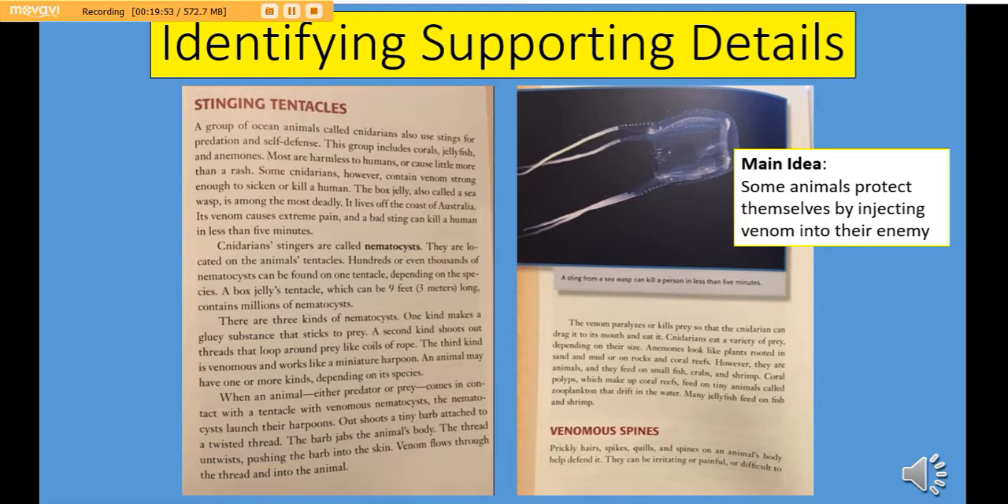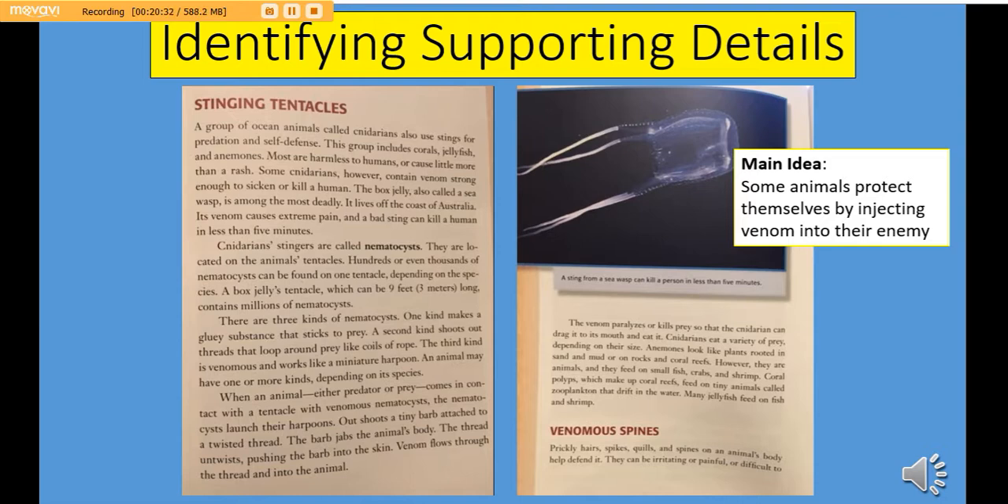When an animal, either predator or prey, comes in contact with a tentacle with venomous nematocysts, the nematocysts launch their harpoons. Out shoots a tiny barb attached to a twisted thread. The barb jabs the animal's body. The thread untwists, pushing the barb into the skin. Venom flows through the thread and into the animal. Take a moment to pause the video, look back at the section that was just read, and see if there are any details that you need to pull out as supporting details for your main idea.